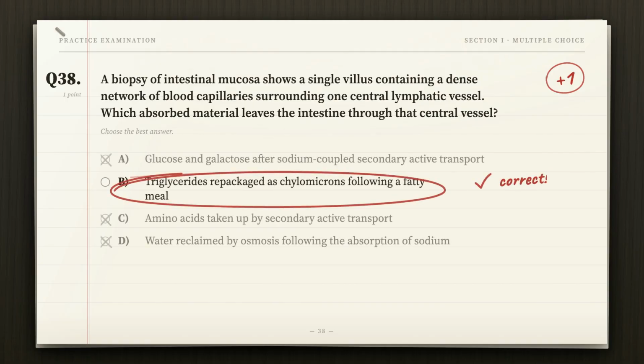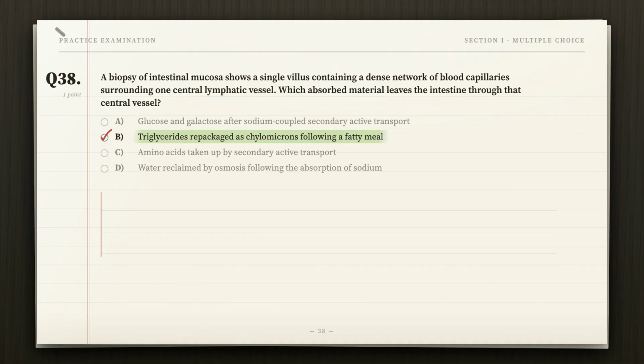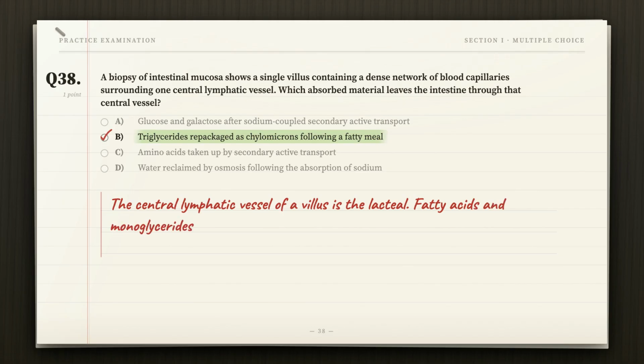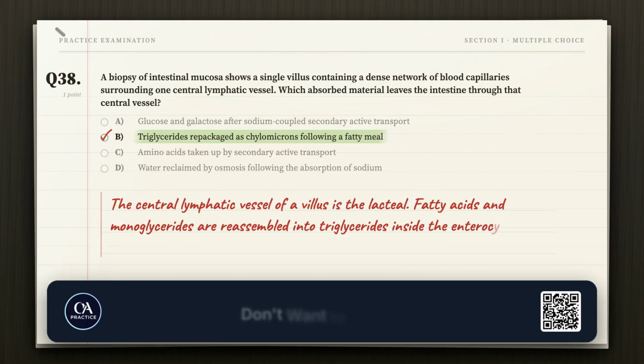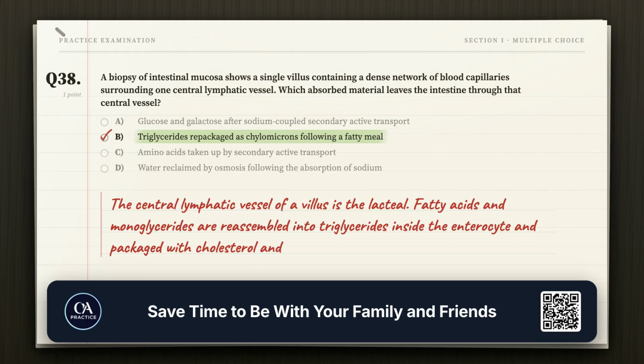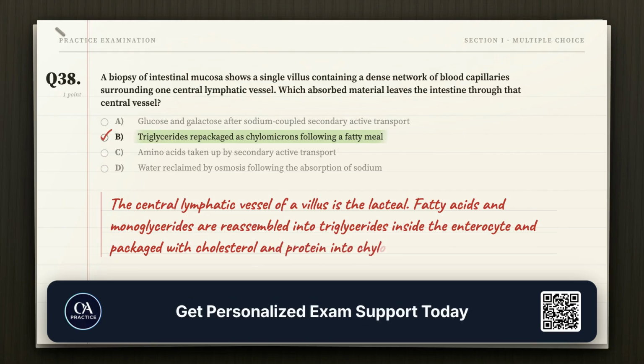The correct answer is B. Triglycerides repackaged as chylomicrons following a fatty meal. B is correct because the central lymphatic vessel of a villus is the lacteal. Fatty acids and monoglycerides are reassembled into triglycerides inside the enterocyte and packaged with cholesterol and protein into chylomicrons, which are too large to enter blood capillaries and must therefore be taken up by the lacteal and carried in lymph.